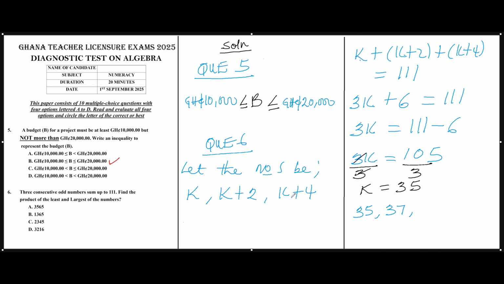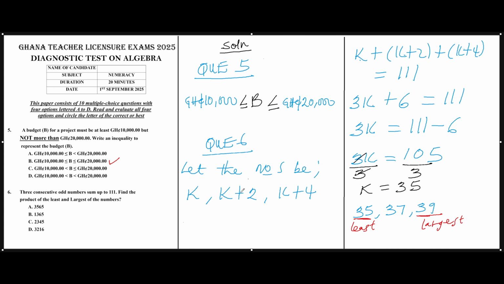And then the third one here will be k plus 4, that is 35 plus 4, and that will give us 39. But remember, we have to find the product of the least and the largest of the numbers. So 35 here is the least. Least here means the smallest, and then the largest is 39.